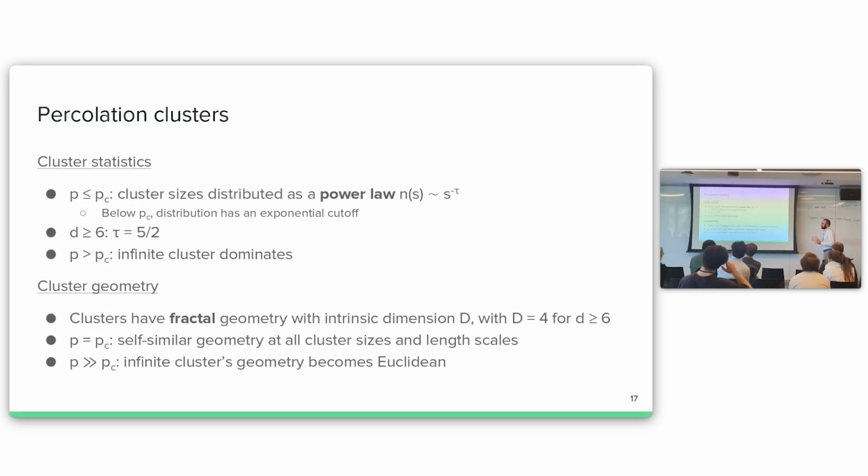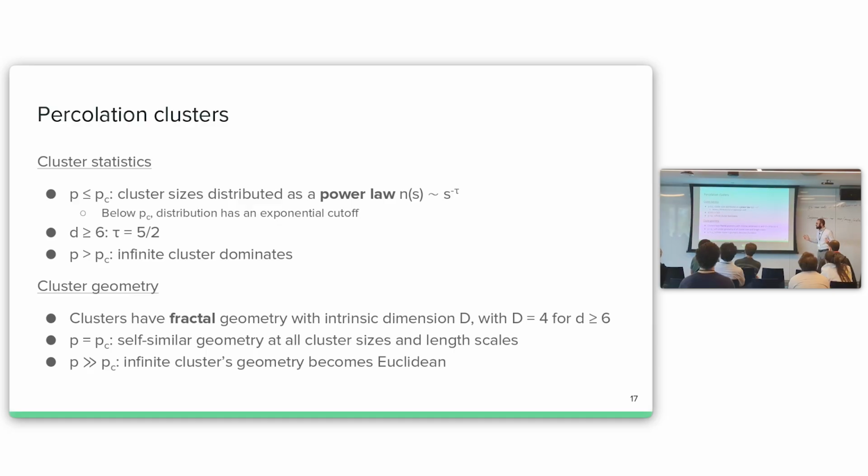So I can just tell you a bunch of known results, because this is a well understood branch of theory. Below criticality, or up to criticality, the cluster size distribution is a power law. In the mean field, the exponent here is 5/2. And as you get below criticality, there's an exponential cutoff in these cluster sizes. Above criticality, we're just going to be dominated by the infinite cluster, and we don't really care about the finite clusters anymore.